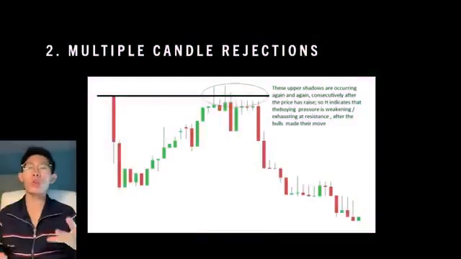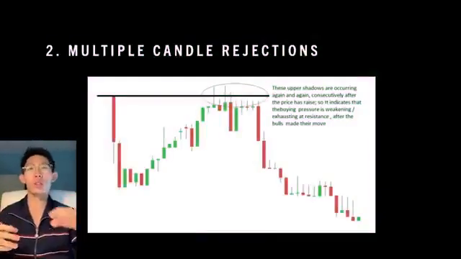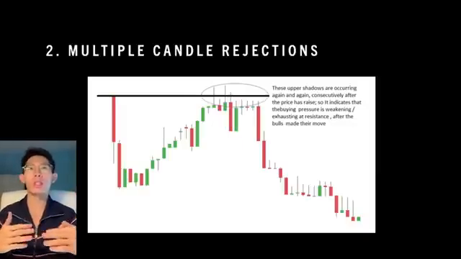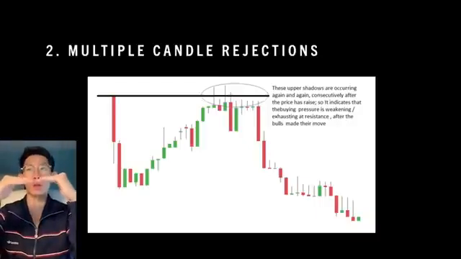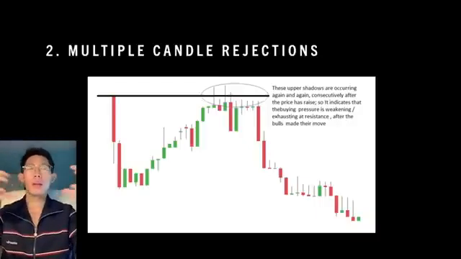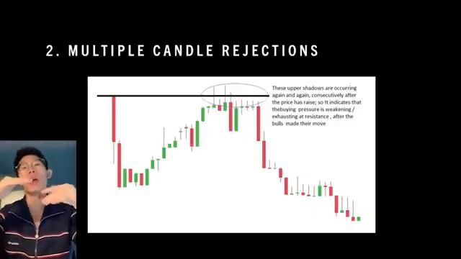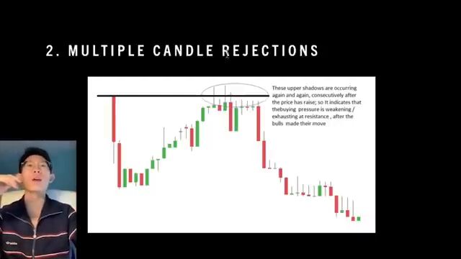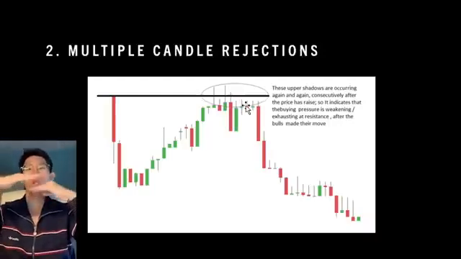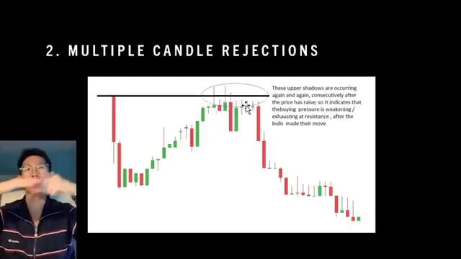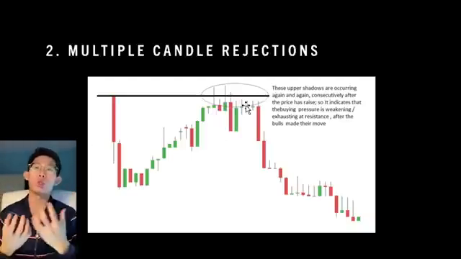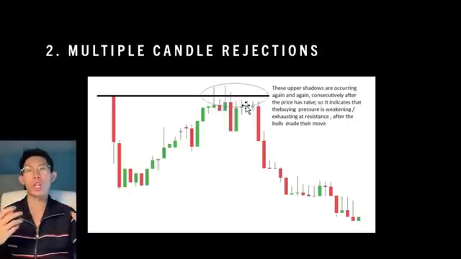Number 2 is your multiple candle rejections. This pattern is very common on GBP/JPY. How it works is that when price is at a key level, you should spot multiple candle rejections at that level, be it a support level or a resistance level. You can see how multiple candlesticks reach this key level and then get rejected, they wick back down, wick back down, wick back down. That is what it means to be multiple candle rejections.